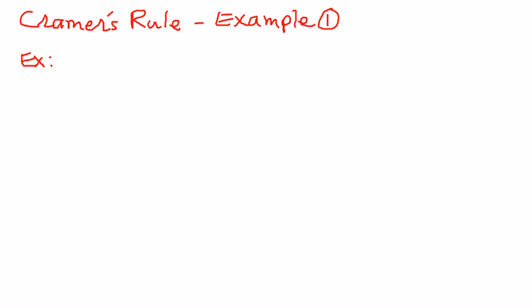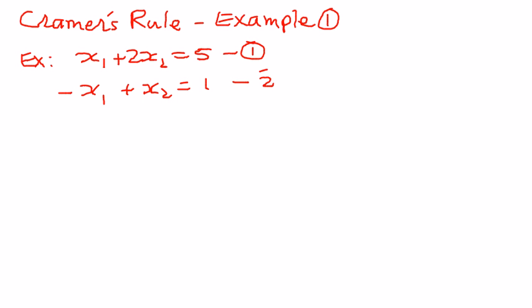Let the 2 equations be as follows: x1 plus 2x2 is equal to 5. This is equation number 1. And then the second equation is negative x1 plus x2. I want to be consistent with the color here. Negative x1 plus x2 is equal to 1. So this is equation number 2. So let us try to use Cramer's rule to solve this problem.